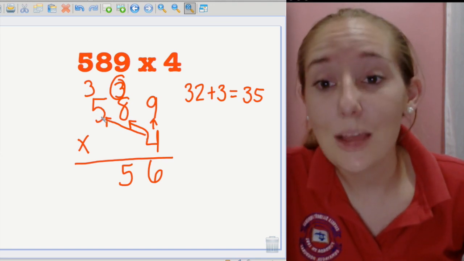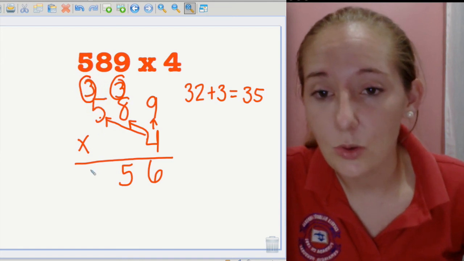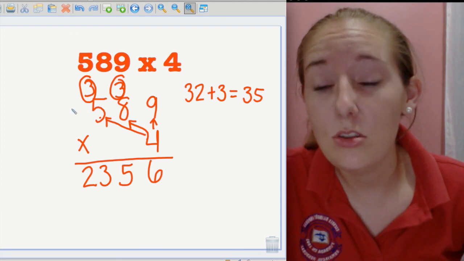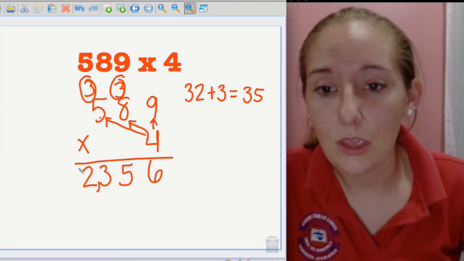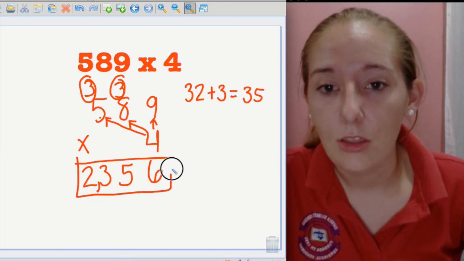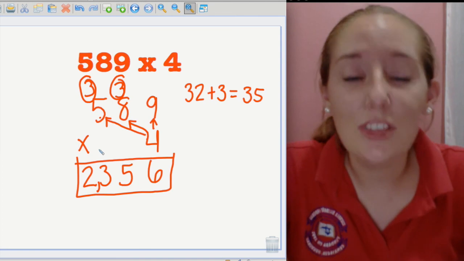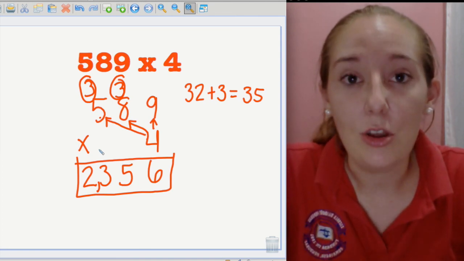So 4 times 5 is 20, plus 3 more is 23. Now we can write our 23 down here because there's no other numbers left to carry it to. So our final answer would be 2,356. All right, I know this is a lot to take in, but with a little bit of practice, you'll get it down in no time flat.